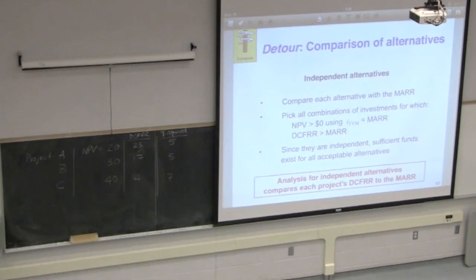Okay, so project A requires $5,000 to be invested, and it will, over its lifetime, return to you an NPV of $20,000. Project B, $5,000 invested, will return $30,000. Project C, you require $7,000 investment, and you get an NPV of $40,000. So let's take those hypothetical figures. The DCFRR are those three values for each project. The company has a total budget of $10,000. Which project should they select?